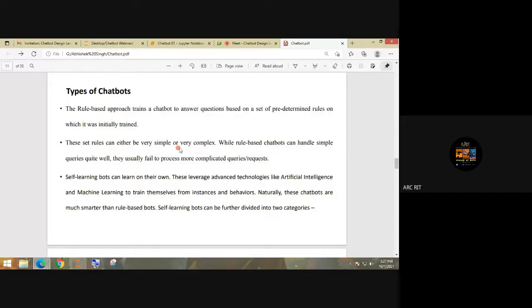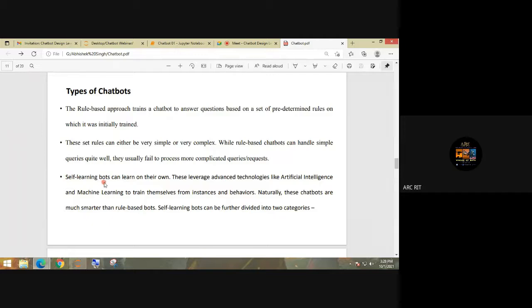Now, these set rules can be either very simple or very complex. While rule-based chatbots can handle simple queries quite well, they usually fail to process more complicated queries or requests, because they are rule-bounded. They only reply with those responses which are fed to them. They are generally not AI-based. They don't learn by themselves. Whatever the manufacturer, the person who made these chatbots, fed to them, they only know that much.